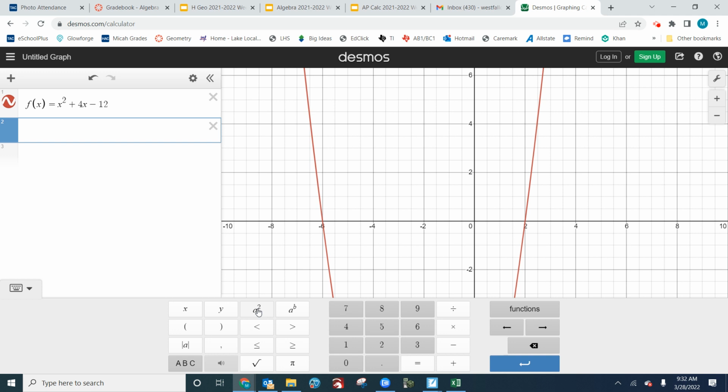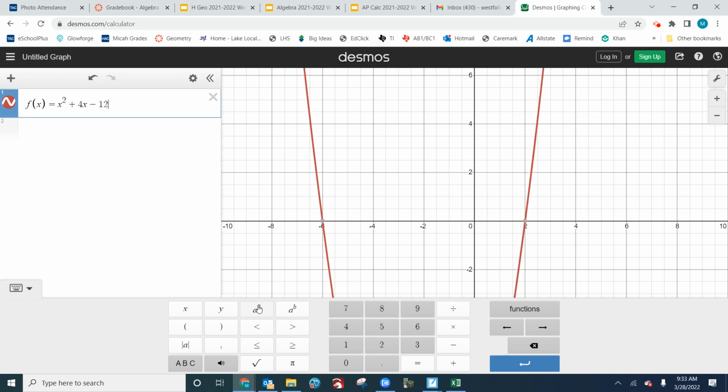You see the caret button? Only thing about the caret button, I don't know if it's the same with the squared button. Do you know how to get out of the squared? Well, that one's kind of nice. If you use this squared button, it automatically takes the cursor and puts it down to the side. If I hit X and then caret 2, I've got to hit my right arrow to get down out of the exponent. You guys see that? Either one's fine.